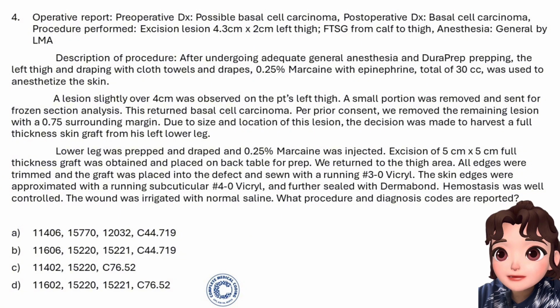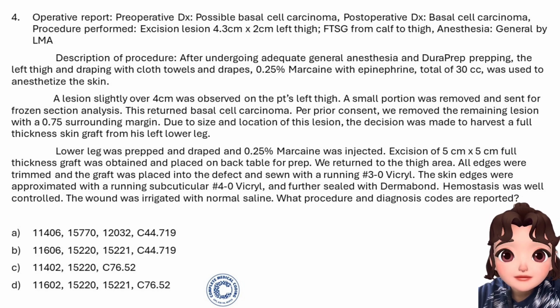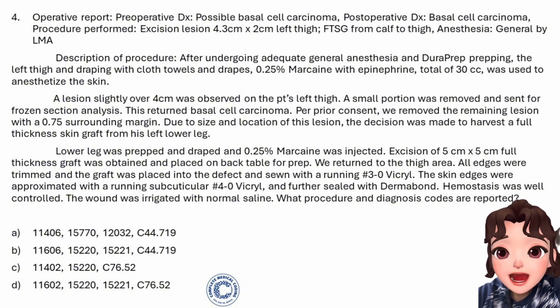Initially a 4 cm lesion was observed on the patient's left thigh. So from that a small portion was removed and sent for frozen section analysis. Then the doctor confirmed the diagnosis as basal cell carcinoma. Per prior consent, we removed the remaining lesion with a 0.75 centimeter surrounding margin. So from the balance of the lesion, since initially the doctor removed only a small portion, the doctor has removed the rest with 0.75.